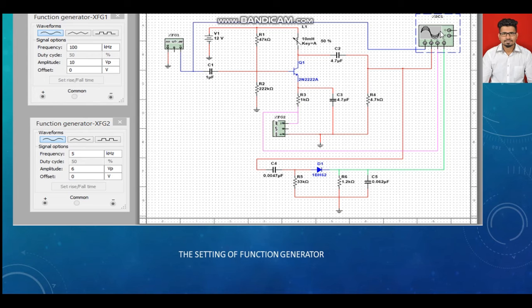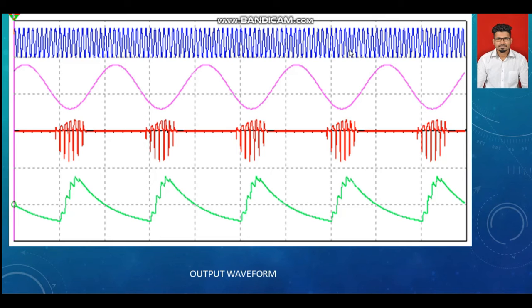The oscilloscope has been used to view the output waveform of the circuit. This is the output waveform that we obtained from our circuit. The blue color waveform shows the carrier signal. The pink color waveform shows the information signal. The red color waveform shows the modulated signal, and the green color waveform shows the demodulated signal.